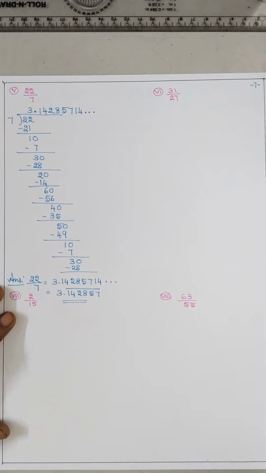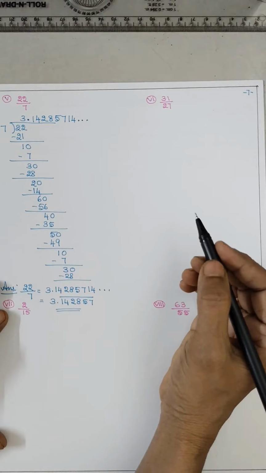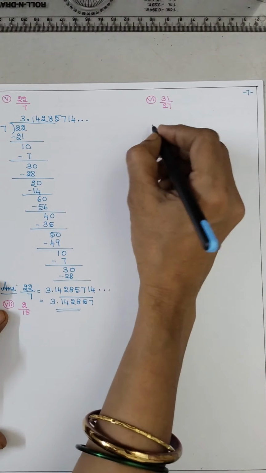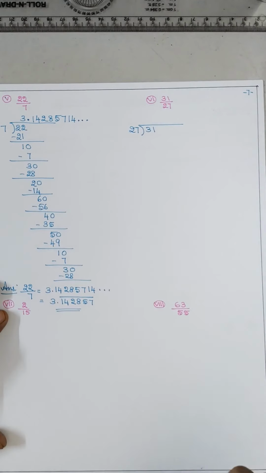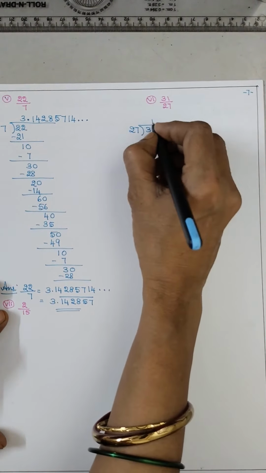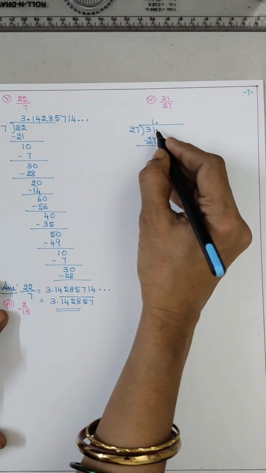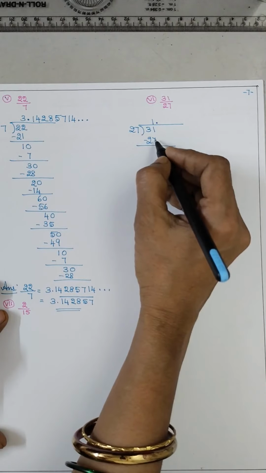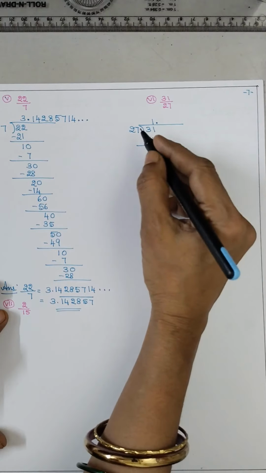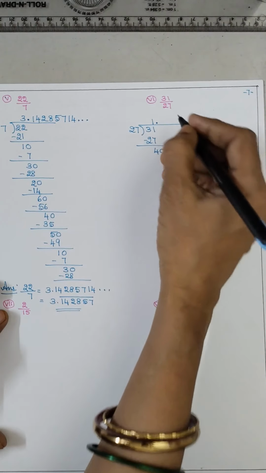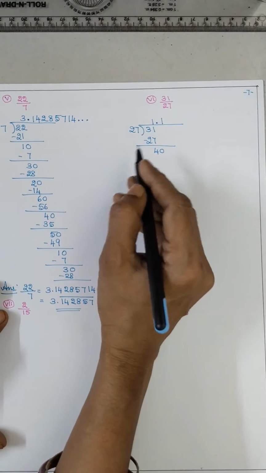Clear? Now coming to the sixth sum, 31 upon 27. So it is 31 divided by 27. 27 ones are 27. Put the decimal. 1. 11 minus 7, it is 4. Take an extra 0. 27 how much za? 40. It will be 1 za, because 2 2s are 4, but it will be small.